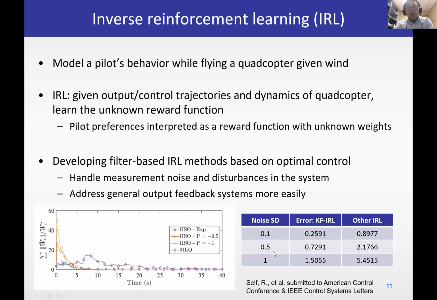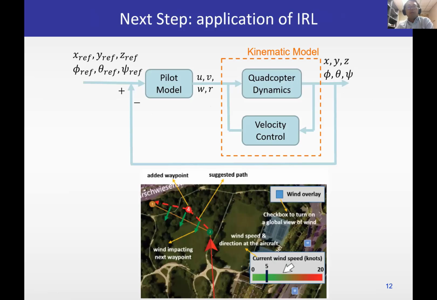When we add noise with different standard deviations, the Kalman filter approach we took, which is part of the approach here, gives much better performance compared to other IRL techniques we've tested. As you can see, the errors are much lower compared to others. So that's the filtering mechanism taking effect in the method we developed. So we have all the theoretical tools developed. Now we're going to move into the actual application of this IRL framework for quadcopter control.